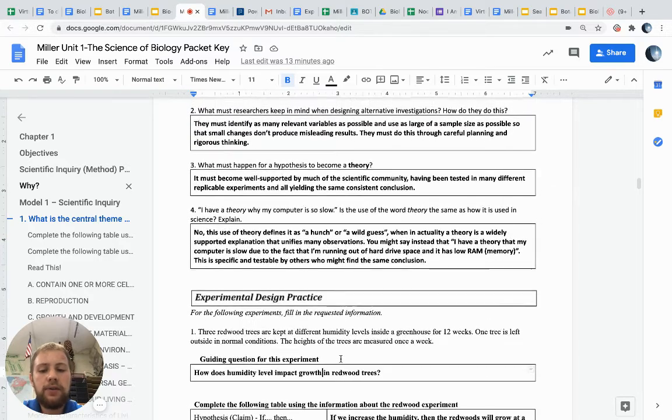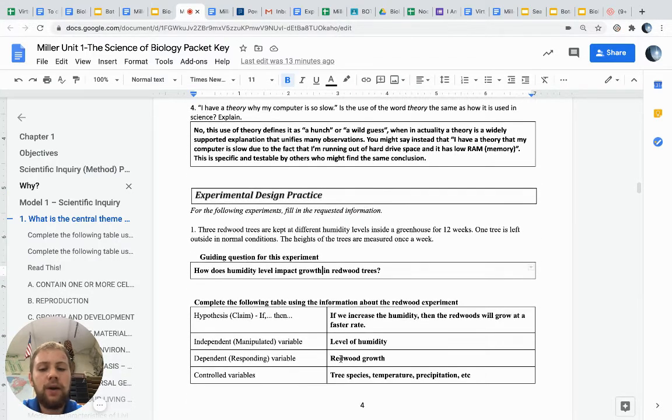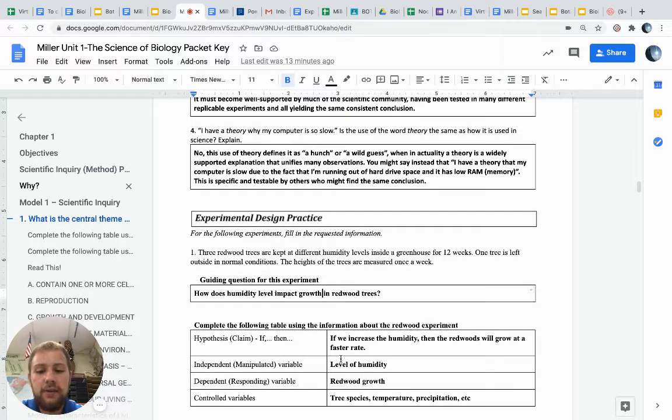So now in order to answer this question, we'll need to go through the scientific method, create a hypothesis, and figure out what our variables would be in this case. So that's what we're going to do right here. So it asks you to complete the following table using the information about the redwood experiment. All right, so our hypothesis or a claim is usually going to be worded in an if-then format, okay? So if we increase the humidity, then the redwoods will grow at a faster rate. So that is the claim that I chose for this one.